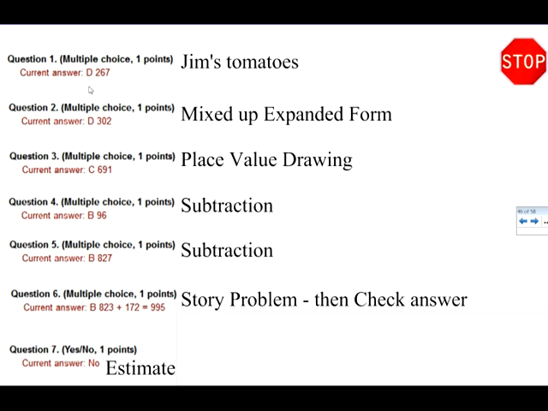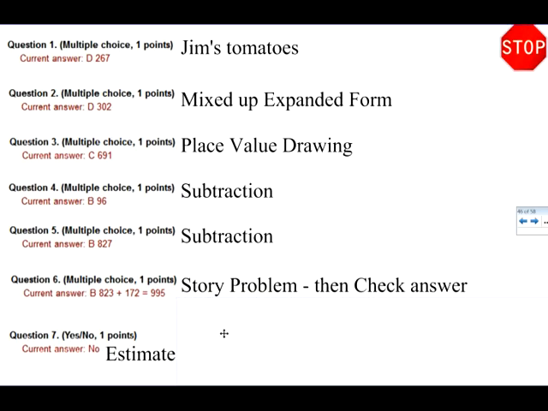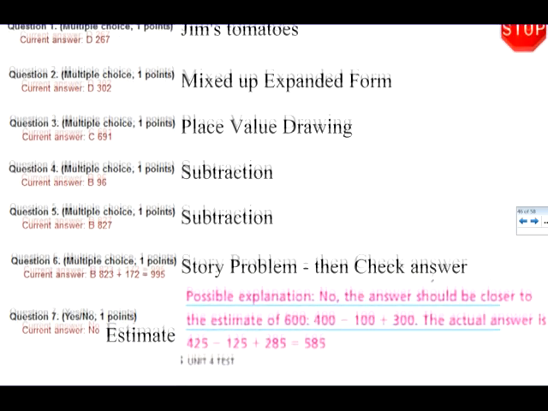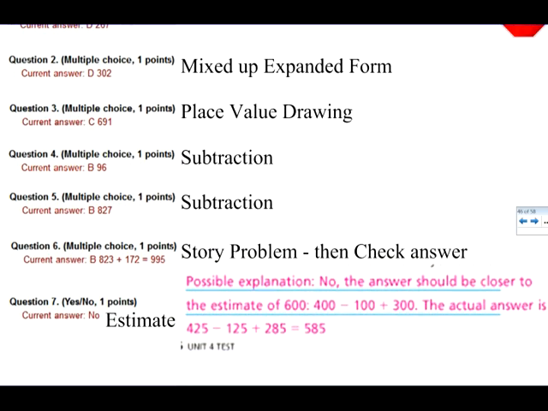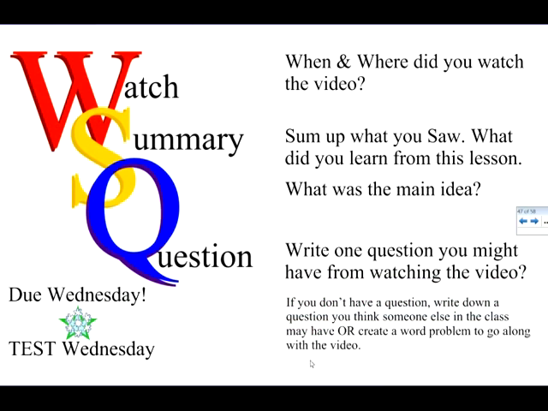Now the last question was no. You were supposed to estimate and see if that was a correct answer. Well, this could be your possible answer. A possible explanation is no, the answer should be closer to the estimate of 600. 400 minus 100 plus 300. The actual answer turns out to be 425 minus 125 plus 285 equals 585. So she was a little bit high. That takes us to the end of our lesson today.